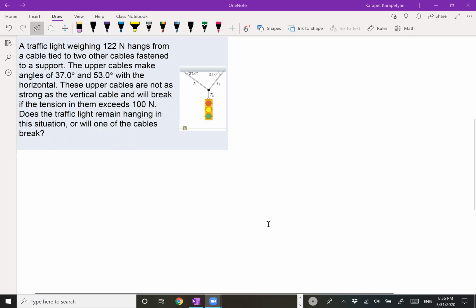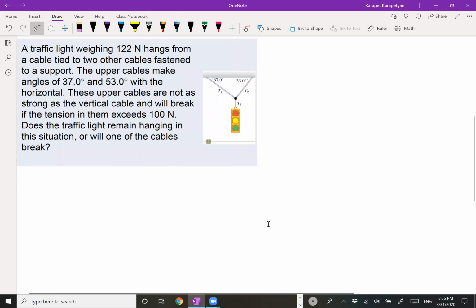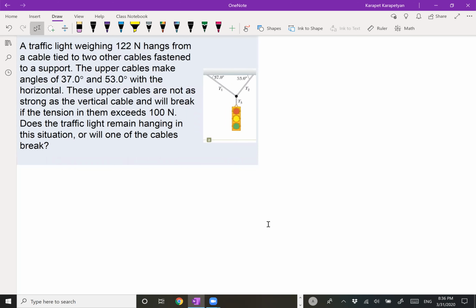All right, so this will be part 2 of the chapter 5 lecture, which is basically doing the problems. We start with this traffic light example, which I actually went over in class, but I'm going to do it again. It's an important example where we use Newton's first law. So basically it's the application of Newton's first law.